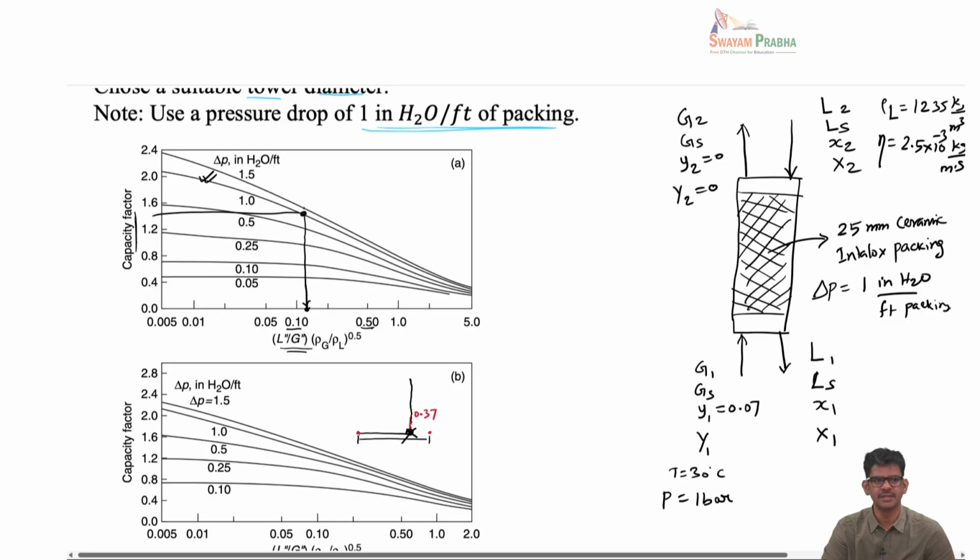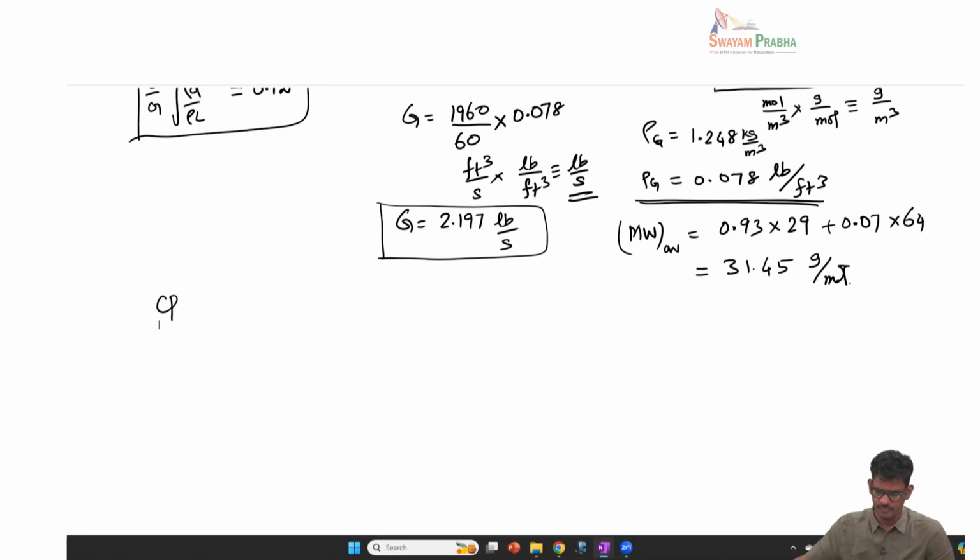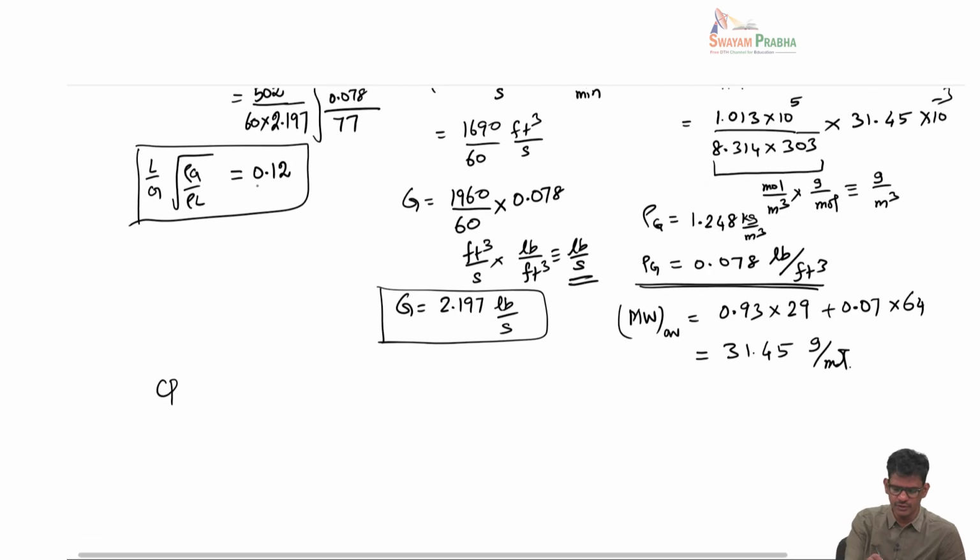and then go to this curve corresponding to the pressure drop of 1 inch per foot curve, and then from there read the value of capacity factor. Okay, so if you do that, you will see this capacity factor corresponding to the x-axis value of 0.12. You will get something like 1.5, from the curve corresponding to delta P of 1 inch H2O over 1 foot.